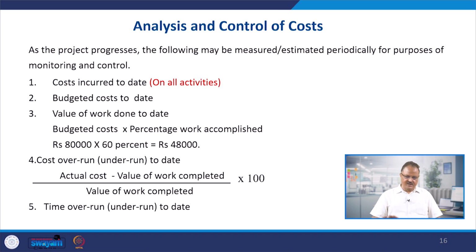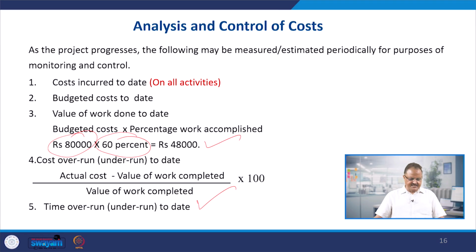What was the budgeted cost? That should also be known to us, and value of the work done. This is the next thing, that is the value of the work done. So, you can easily find out that the budgeted cost is, for example, 80,000 and the value of the work done is 60%. So, it means the work worth 48,000 rupees has been done. It means there is a cost overrun, and you can easily find out the cost overrun. The formula is actual cost minus the value of the work completed divided by the value of the work completed multiplied by 100.